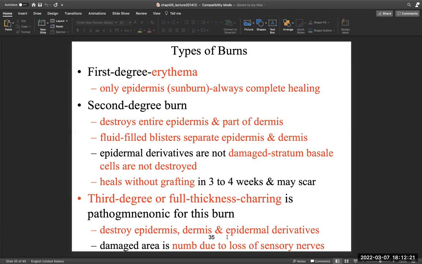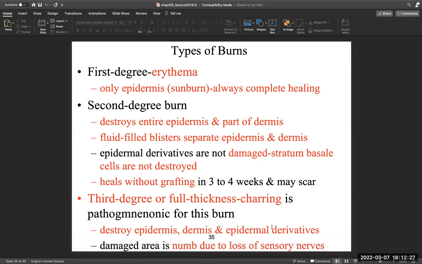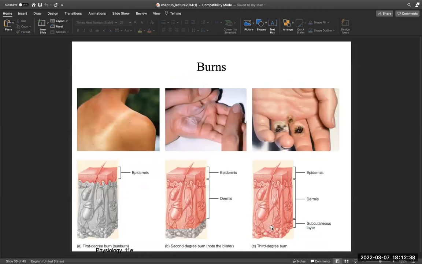Now, in that process, it's very painful, but after a while you will start having loss of sensory neurons. Because of that, you no longer feel the pain, and that damaged area is usually numb from that point on. So here are some examples of first degree, second degree with the blistering, and then third degree.